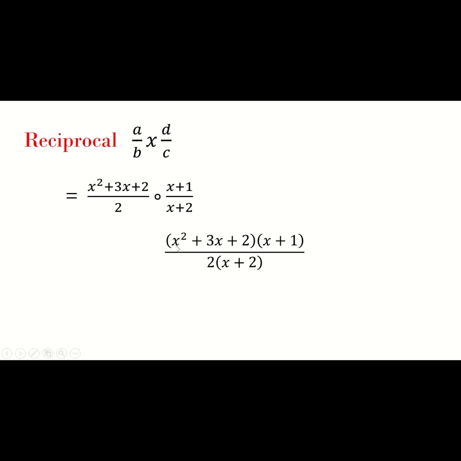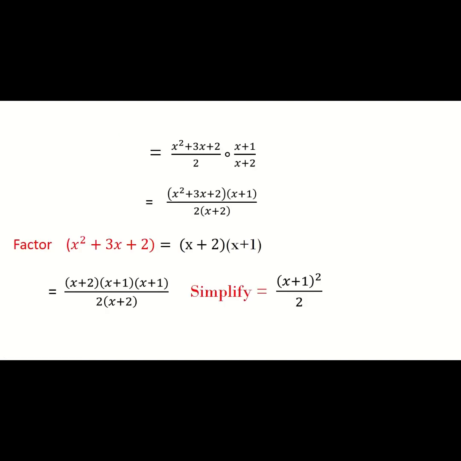So it became (x squared plus 3x plus 2) times (x plus 1). On the bottom, it became 2 times (x plus 2). And this, what you can see on the bottom here, was on the top. Using the reciprocal method, it became on the bottom. And that's what I was saying from the beginning.